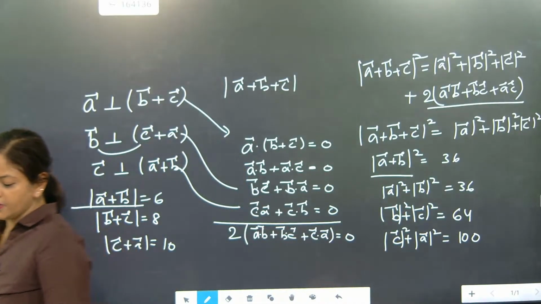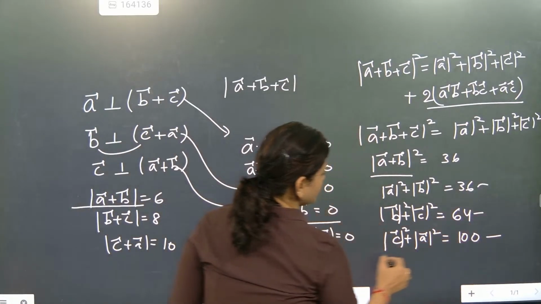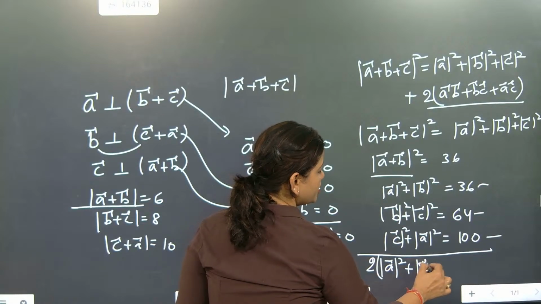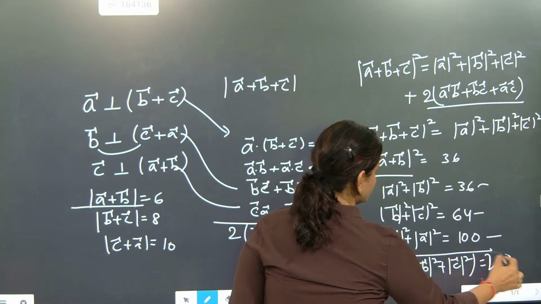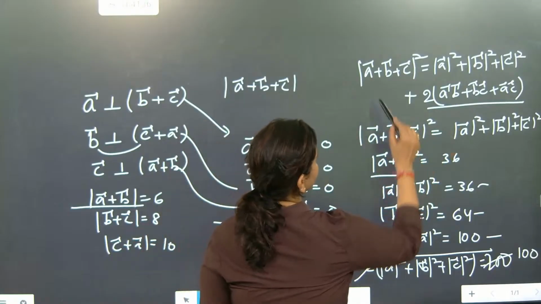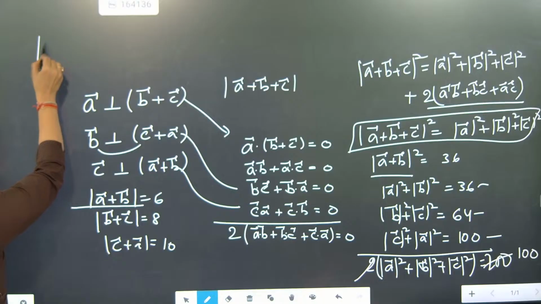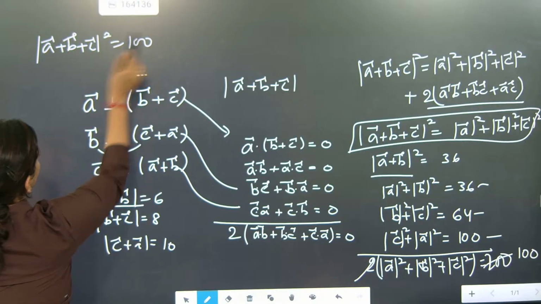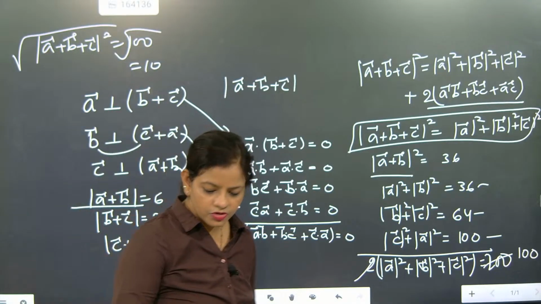Understood? So now all will become 2 times. These 3 we will add. This is coming 2 times of magnitude of A square plus magnitude of B square plus magnitude of C square equal to 200. So this 2 and this will get cancelled. It is coming as 100. So here directly we can say, finally it is coming as magnitude of A vector plus B vector plus C vector whole square is equal to 100. Take root on both sides, it will become 10.